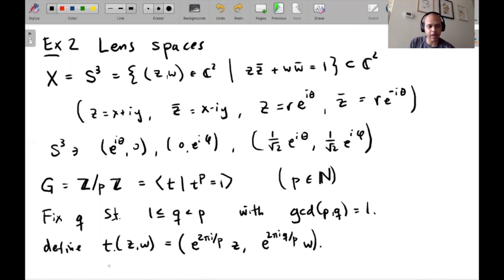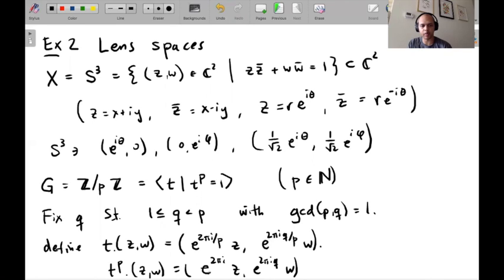And moreover, for this to be a group action of Z mod p, we want t to the p to be the identity. So if we take t to the p acting on (z, w), we multiply p times, so this is e^{2 pi i} times z, and e^{2 pi i q} times w. But of course e^{2 pi i} is 1, and so t to the p is the identity map.